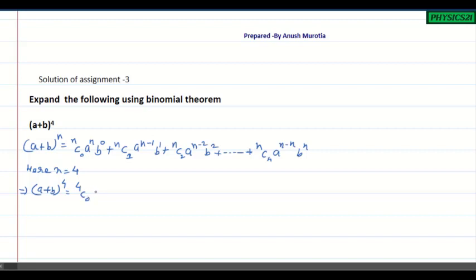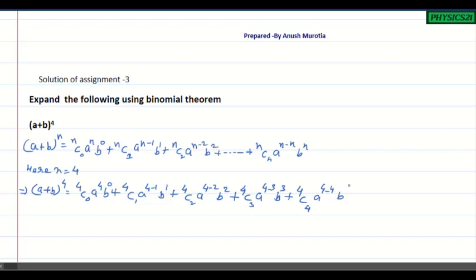4C0 a^4 b^0 plus 4C1 a^(4-1) b^1 plus 4C2 a^(4-2) b^2 plus 4C3 a^(4-3) b^3, and the last term will be 4C4 a^(4-4) b^4.